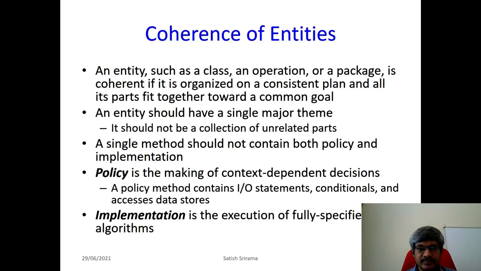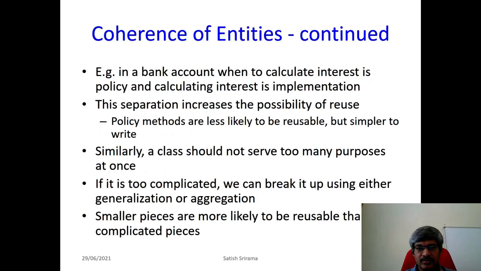Let me give you an example so that you understand it better. Assume there is a bank account and you have to calculate the interest. When to calculate the interest is the policy. For example, between this month and that month, or for a certain period, if the account doesn't have the minimum money that needs to be maintained, you are not calculating the interest for that period. These are all policies. Make this one a separate operation, and make calculating the actual interest a separate operation with the pure implementation.